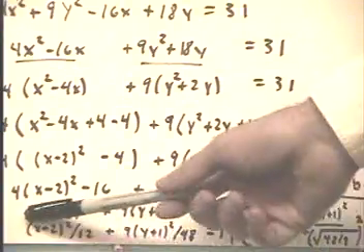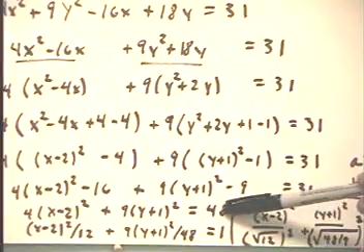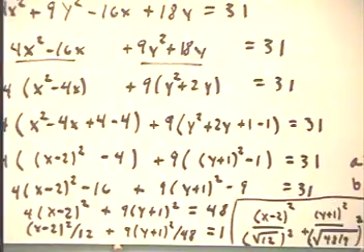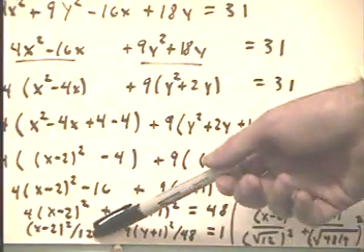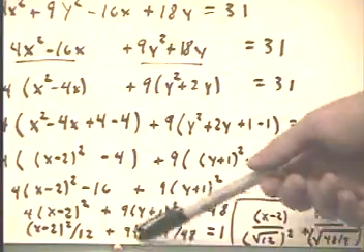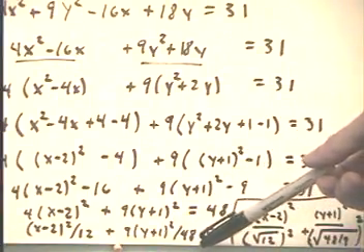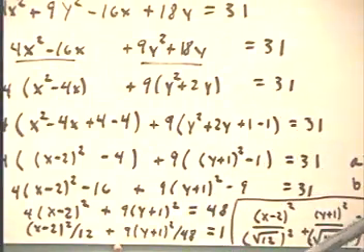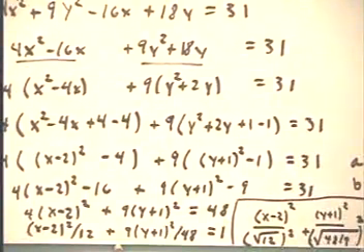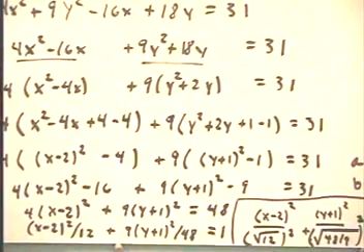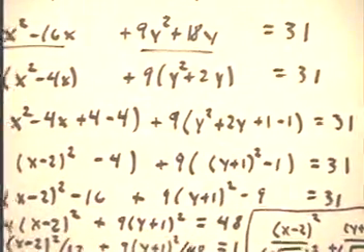To get the standard form of the ellipse, we need a 1 over here, so we'd better divide both sides by 48. We end up with (x minus 2) squared over 12 plus 9 times (y plus 1) squared over 48 equals 1. And then we want to express this in the standard form.